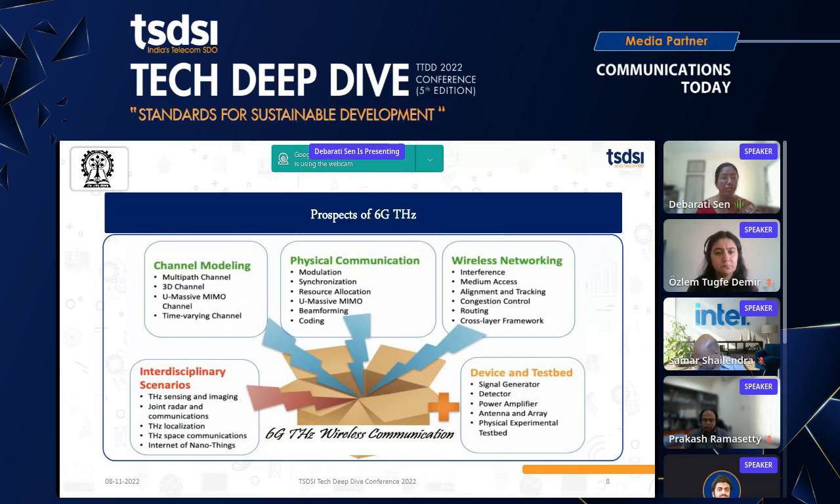Apart from that, definitely the interdisciplinary scenarios. We have already seen in 5G that interdisciplinary communication was coming into the picture, in order to include space communications with our terrestrial communications. So interdisciplinary scenarios are already on our path. Joint radar and communications, which we call RADCOM, joint sensing and imaging, joint sensing and communication, Internet of Nano Things. These are some of the interdisciplinary scenarios which will be prime important cases for our 6G research.